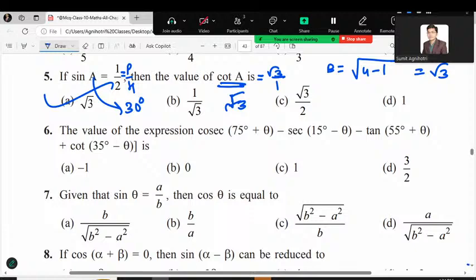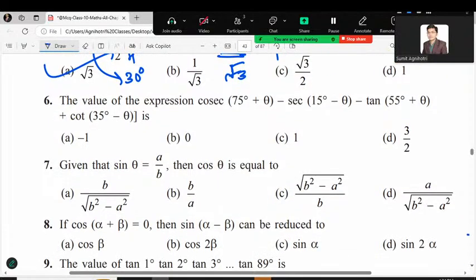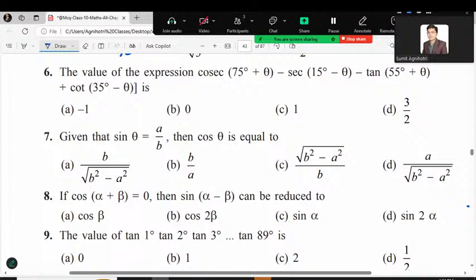Should we move further? Sixth one, can you tell me your answer? The value of the expression cosec 75 plus theta. Actually, this can be written as sec 90 minus theta. Sec 90 minus 75 is 15 minus theta. That's why they both got cancelled.